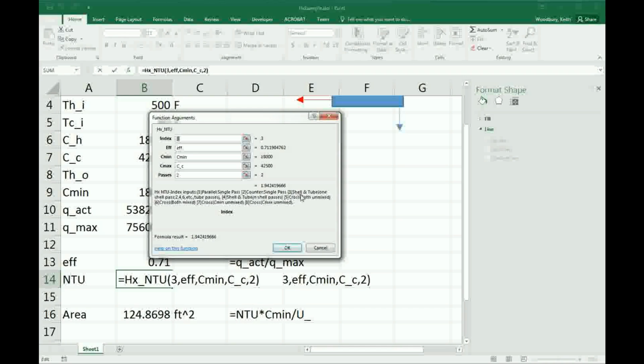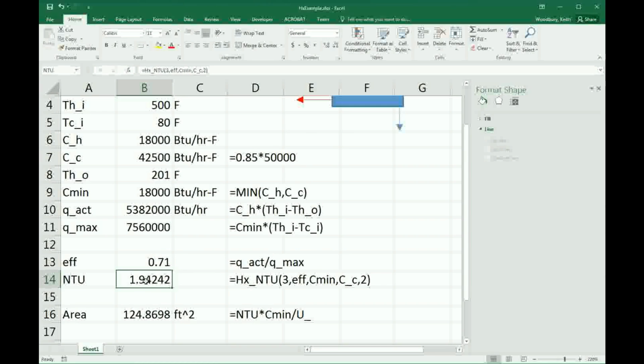Type 3 is a shell and tube with one shell pass, and that's what we have for this heat exchanger. It has a single shell. So we put in the value of 3, we put in the effectiveness that we calculated. The way these functions are arranged for the input, we need to put in C min and C max. So C min was the 18,000 and C max was the 42,500. When we put all that in, the calculation comes back and says the number of transfer units is 1.94.